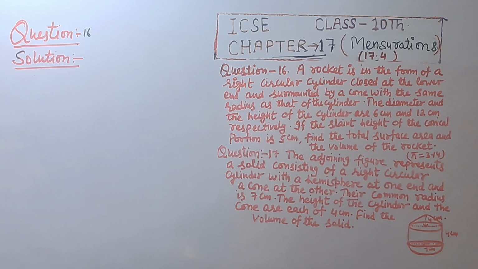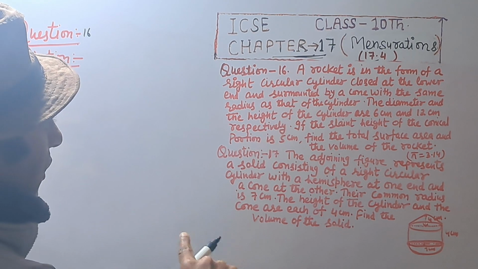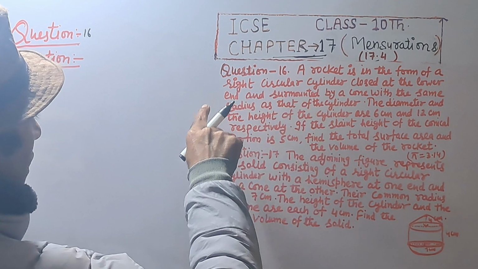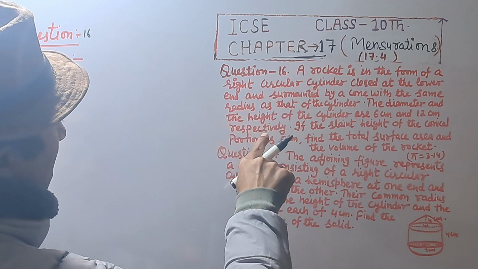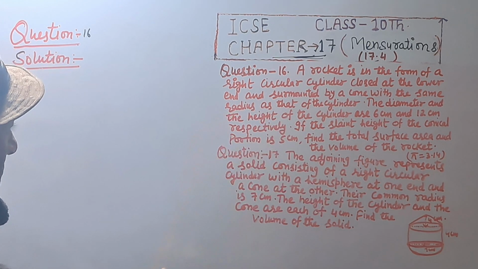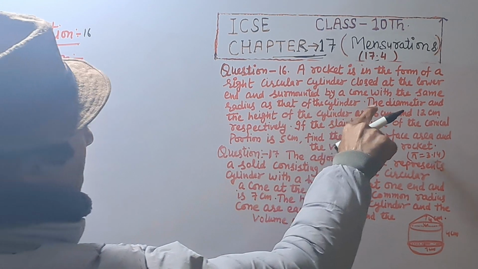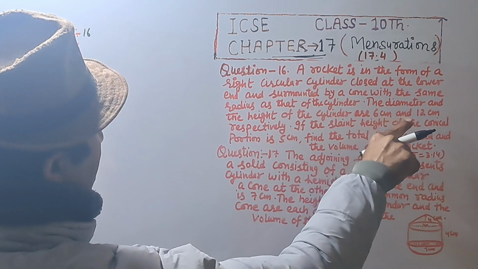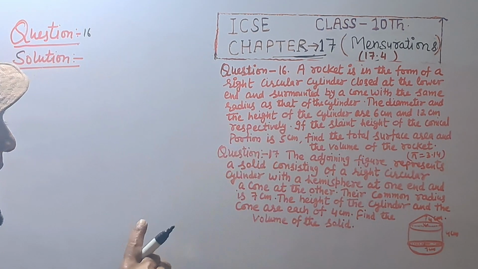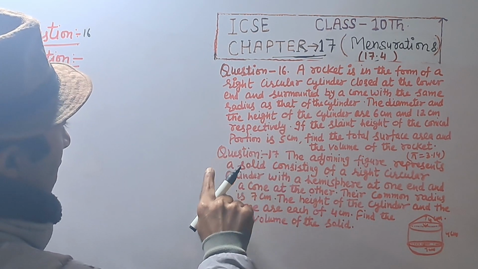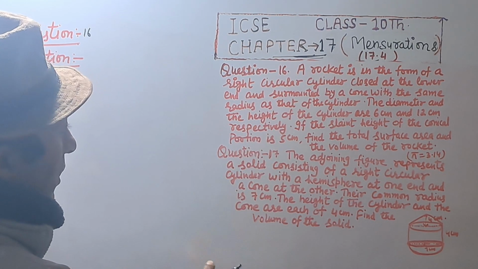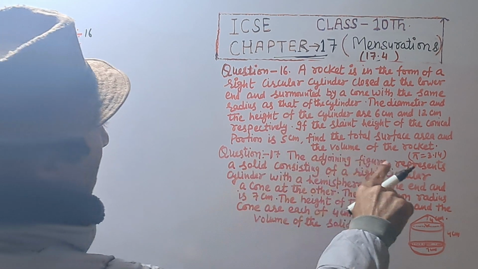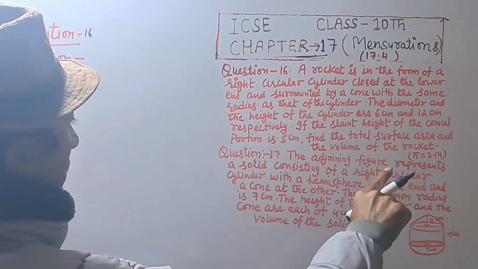Question number 16. A rocket is in the form of a right circular cylinder, closed at the lower end and surmounted by a cone with the same radius as that of the cylinder. The diameter and the height of the cylinder are 6 cm and 12 cm respectively. If the slant height of the conical portion is 5 cm, find the total surface area and the volume of the rocket. Pi is equal to 3.14.